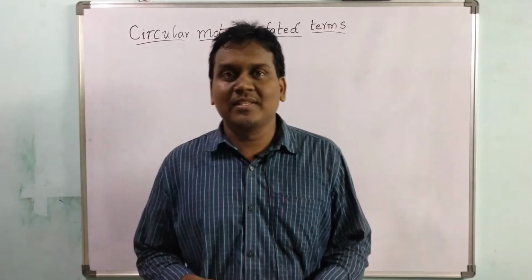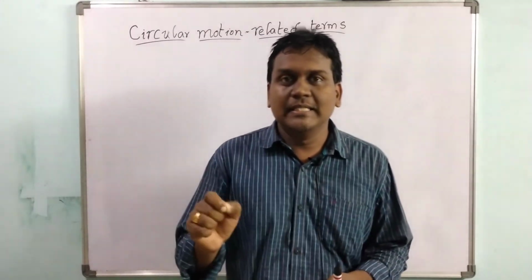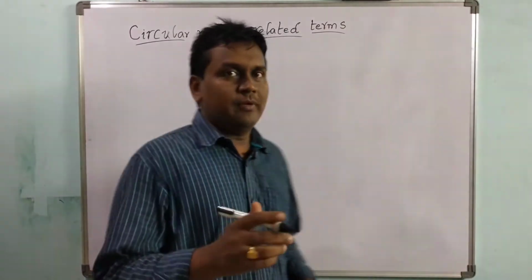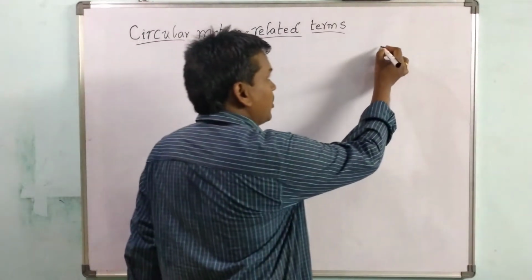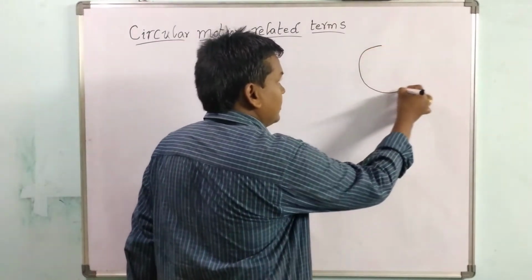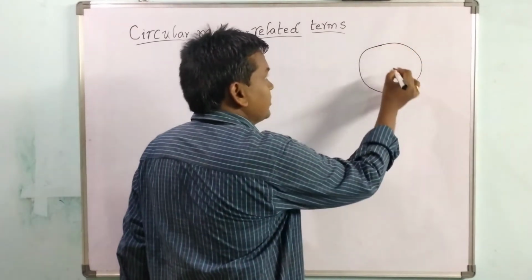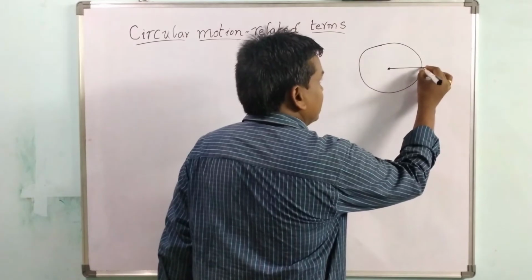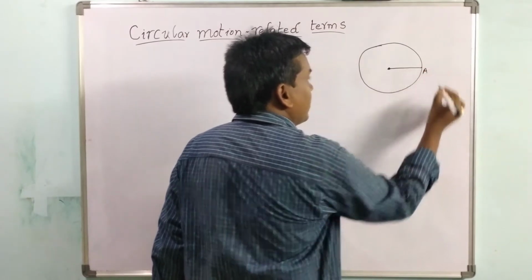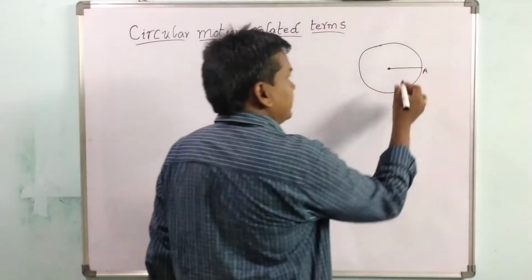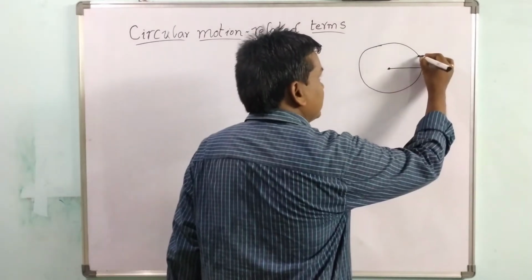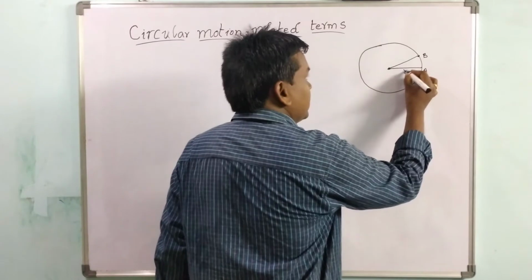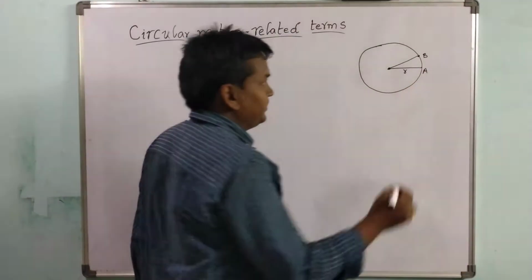In this class, we are going to discuss the terms related to circular motion. First, let us consider a body which is moving in a circular path. Initially the body is at a point A, and after some time the body is at point B. So this is the radius of the circle.